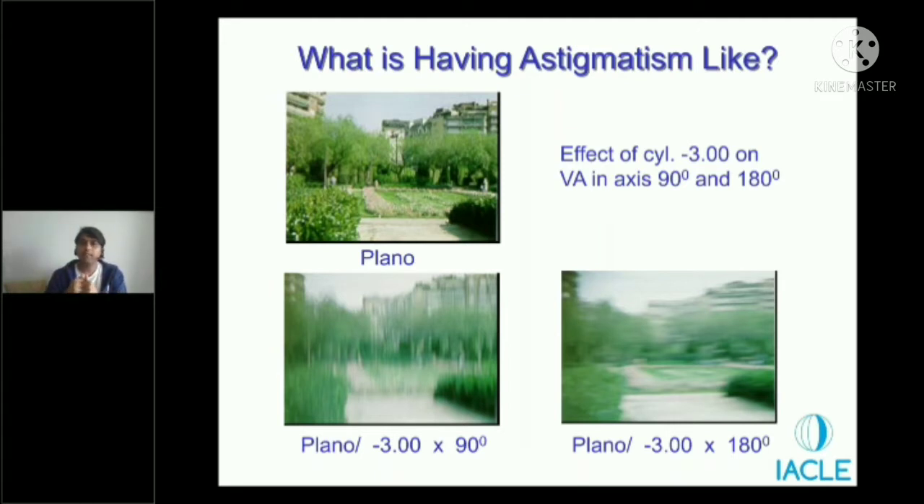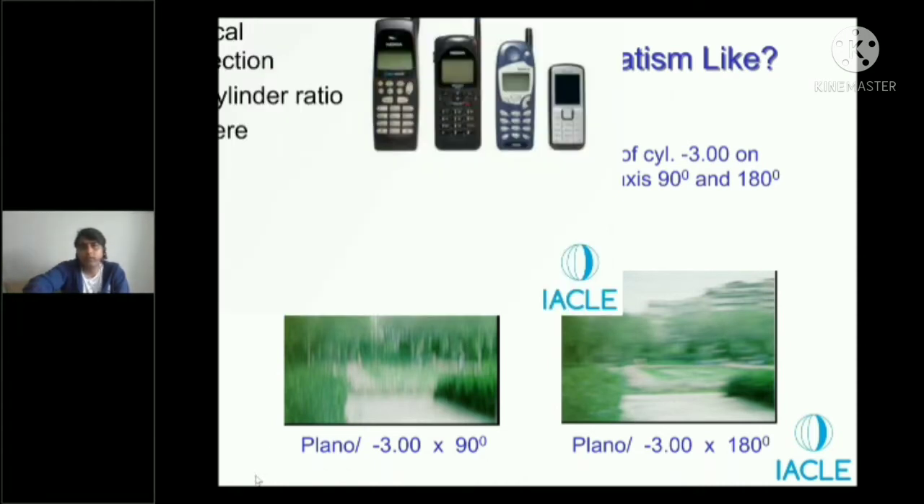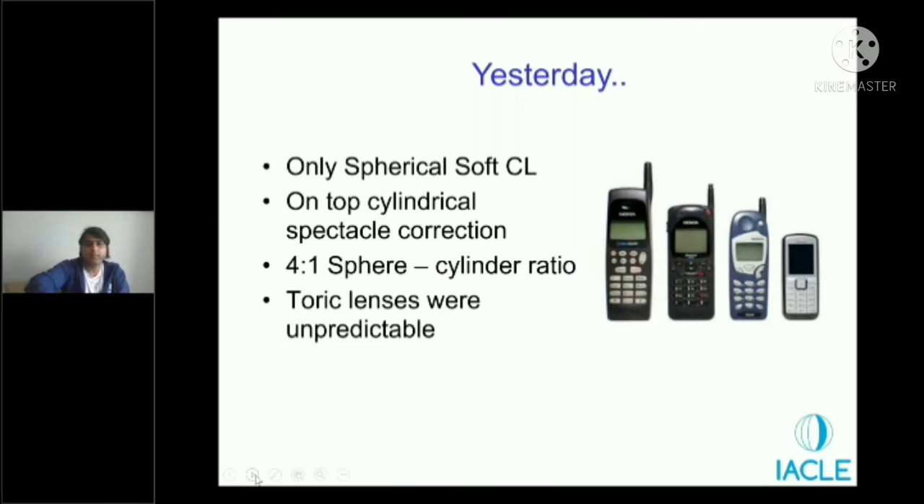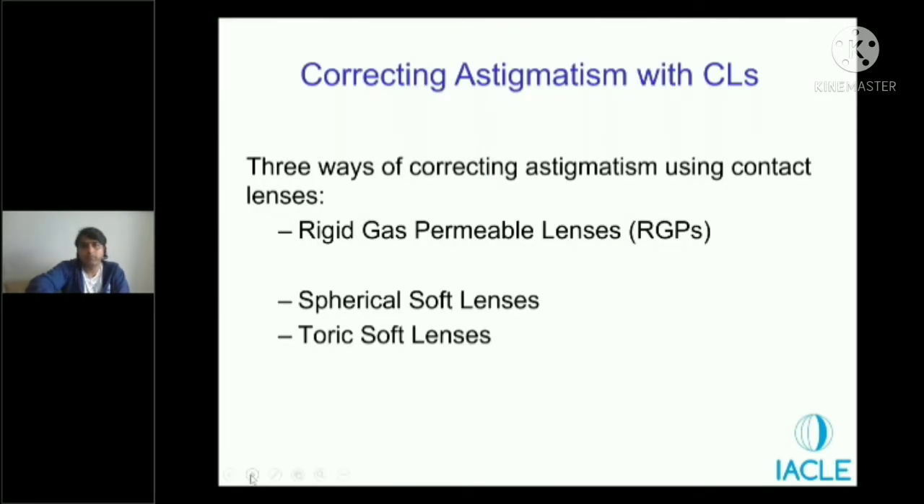So if you have an astigmat who requires a minus cylinder at 90° and the prescription is in excess of 3 diopters, the image will be something like your left hand side bottom, and if it is minus 3 at 180, it would be right hand side bottom. An emmetrope would see something like the top image. Now you would say 3 diopters is quite high, and I understand it is quite high. Let's look at what is happening. Oh God.